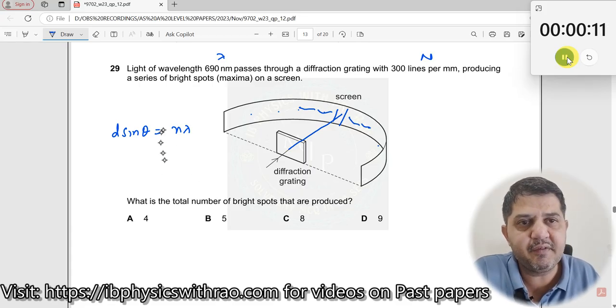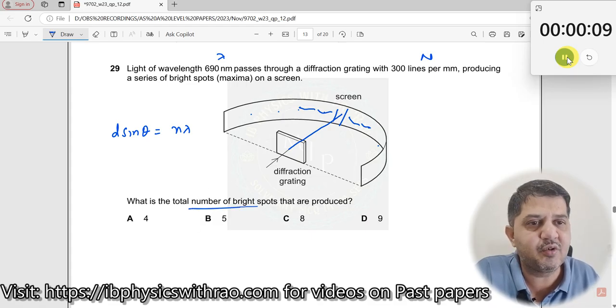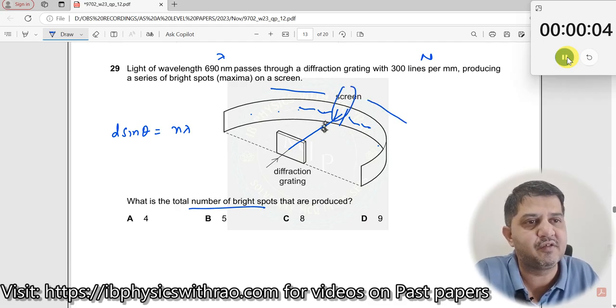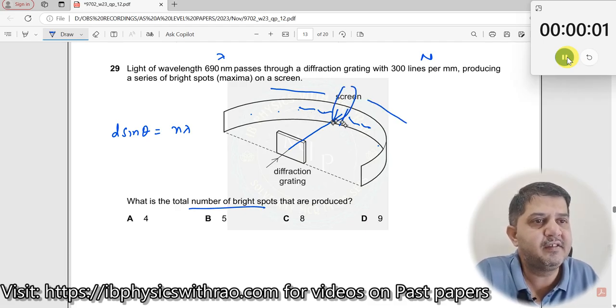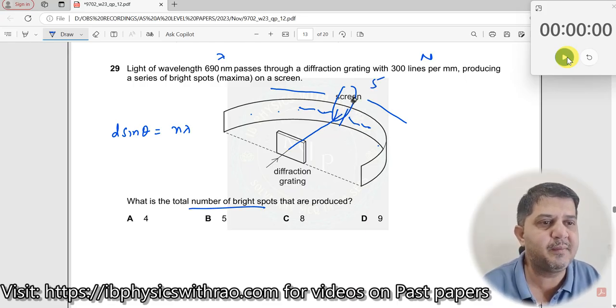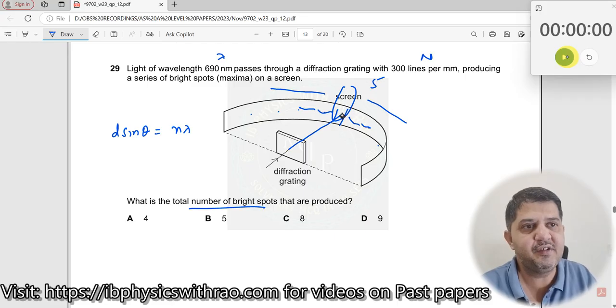If you are asking about the total number of bright spots, you should add the number of spots on each side, and add the middle one also. For example, if there are 2 spots here, there should be 2 spots here and 1 more in the middle. So 2 plus 2 is 4, plus 1 is 5. Always remember, the total number of spots will always be odd. If it is 1 here, it is 3 in total. If 2 here, 5. If 3 here, 7, because you are counting the middle one also. By that aspect, this option is incorrect. It should be either 5 or 9.